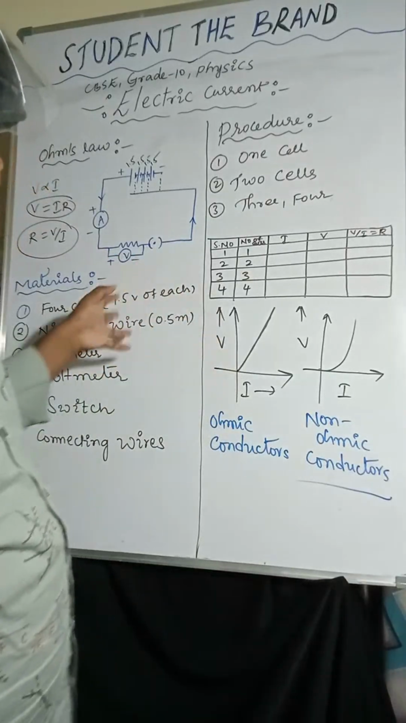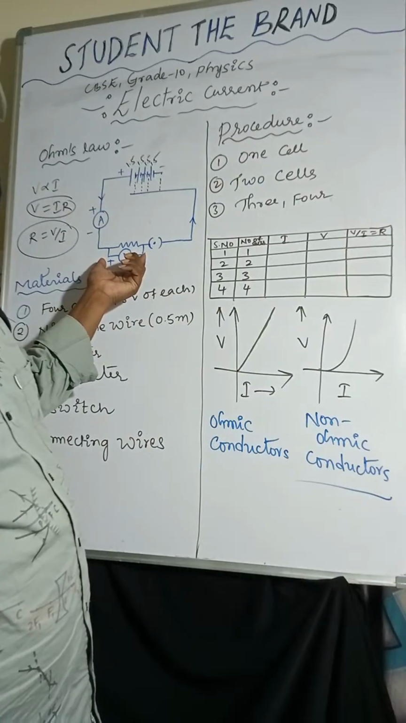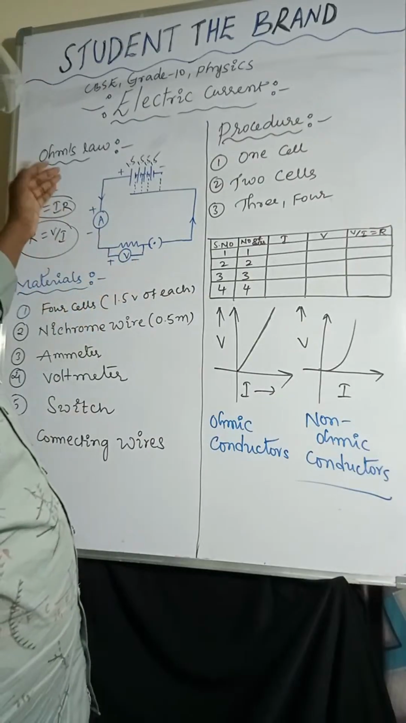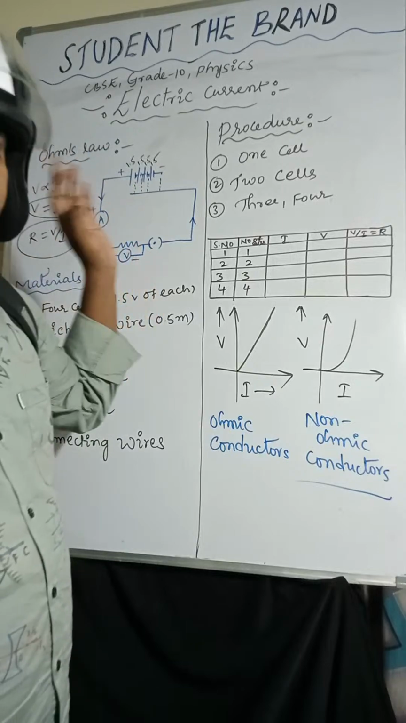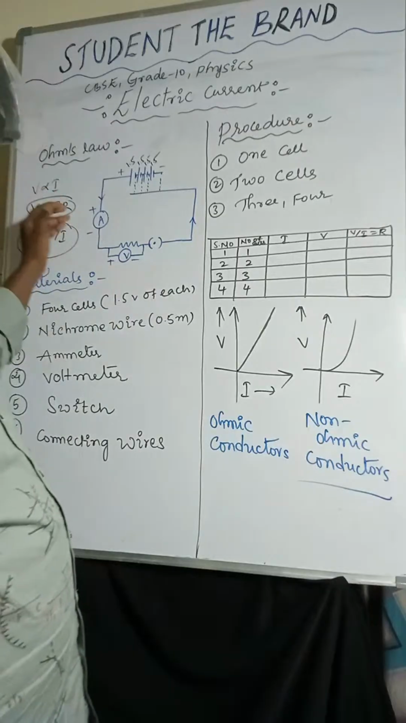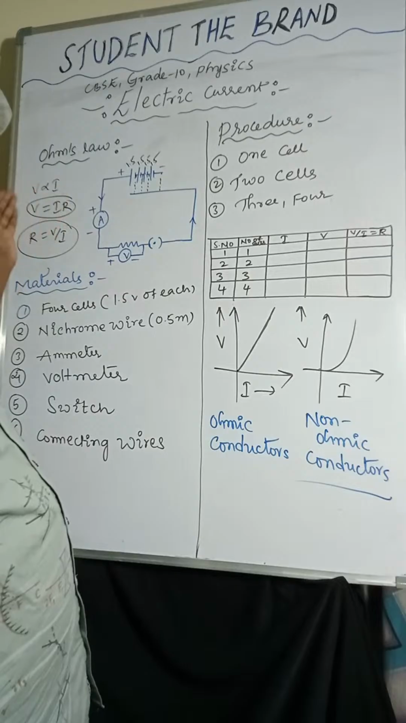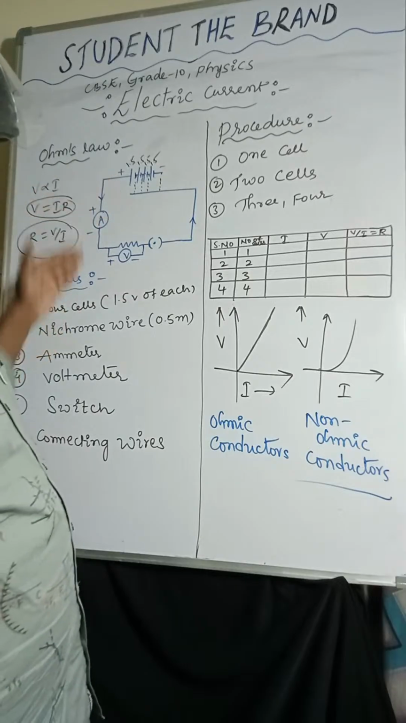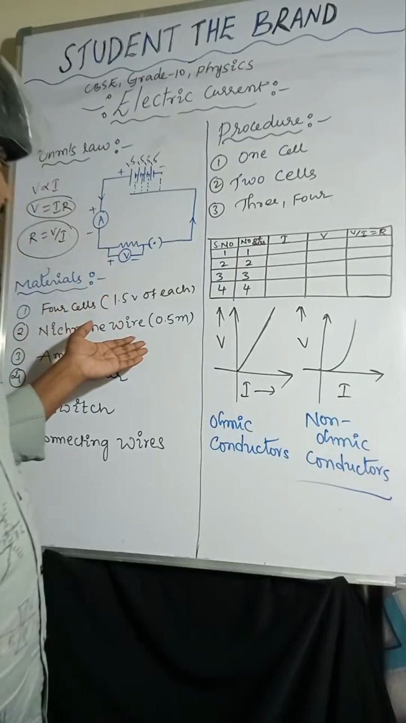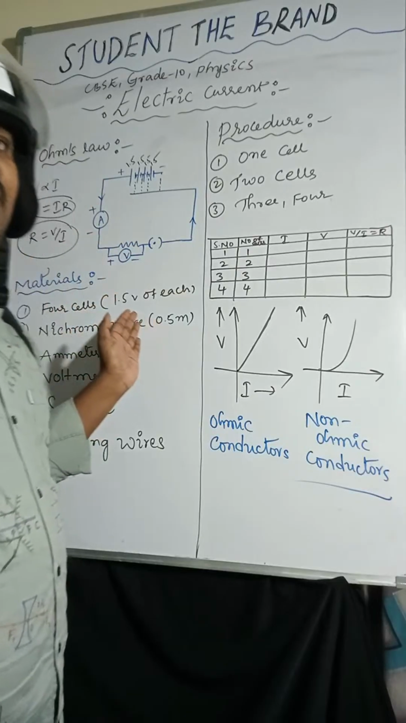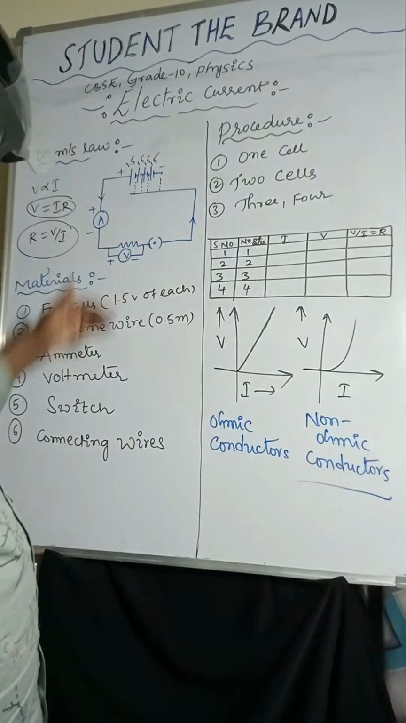So this is about Ohm's law. Once again, at constant temperature, the potential difference across the ends of the given metallic conductor is directly proportional to I. V equal to IR, R equal to V by I. Materials: 4 cells, 1.5 volts each. Nichrome wire, an alloy of nickel, chromium, manganese and iron metal, 0.5 meter length. Ammeter, voltmeter, switch and connecting wires.